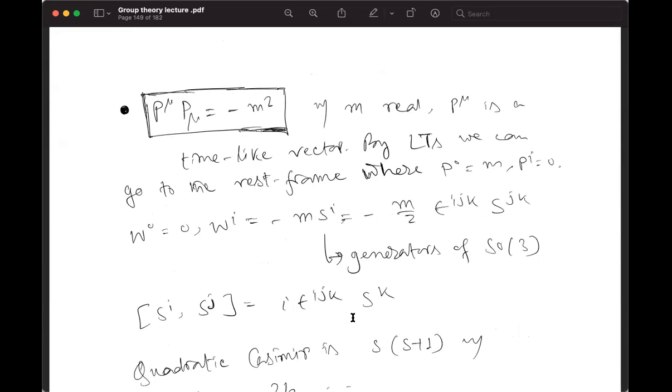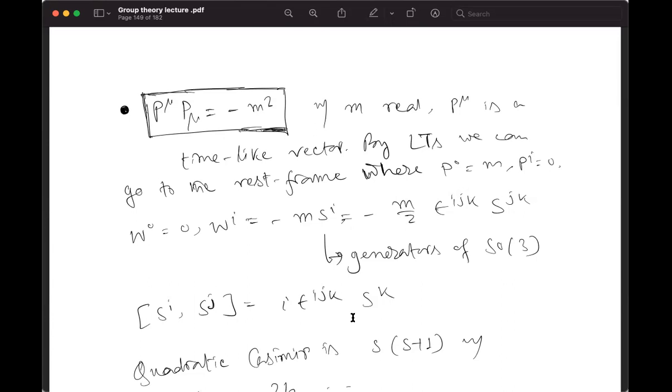Now, we can have multiple choices for this P^ν. So, for example, let's say we start with −m², where m is a real quantity, that means −m² is less than 0. P^ν is a timelike vector, and that's from the STR.